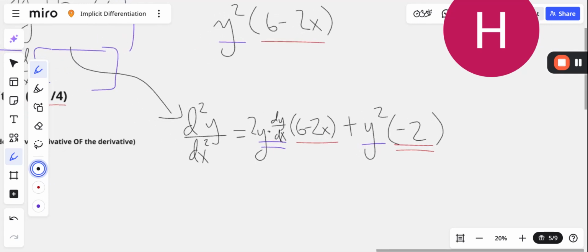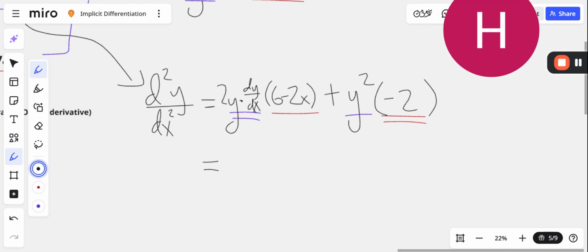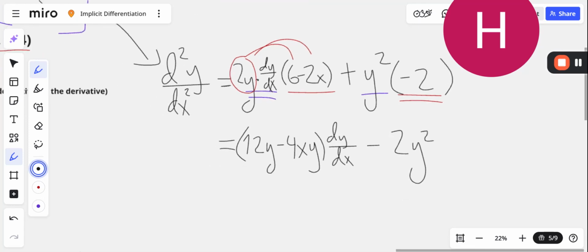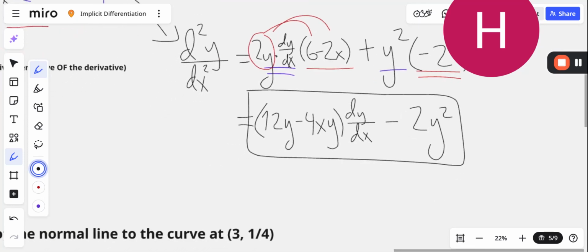Okay, so I don't know if they want us to have it in a really particularly simplified format. I don't think so, but it is a good idea to know how to do that. So if I were to multiply the 2y into the parentheses there, I would end up with 12y minus 4xy, and that's times dy dx. Then we have minus 2y squared. This is a fairly simplified form for our second derivative. Now that's not all they want to know.